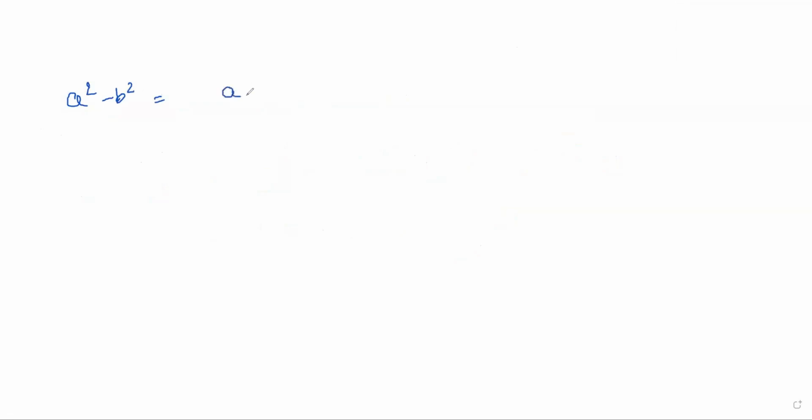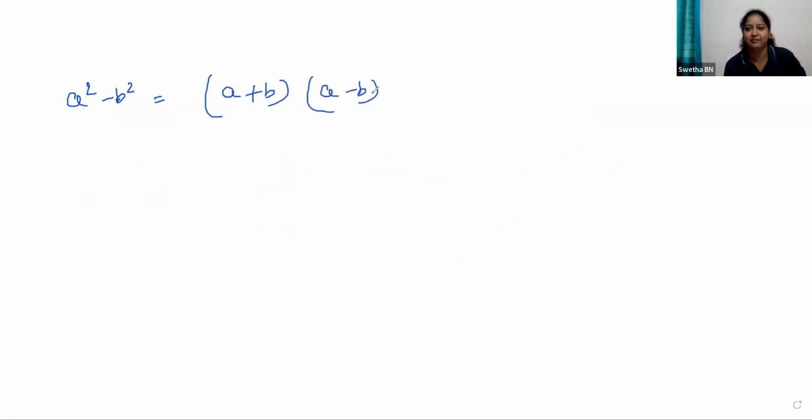And next one, what is a square minus b square? Tell me first, what is a square minus b square? Ma'am, (a plus b) into (a minus b). Very good. Sometimes if they give (a plus b) into (a minus b), that time you have to write a square minus b square. If they give a square minus b square, you have to write (a plus b) into (a minus b), right?